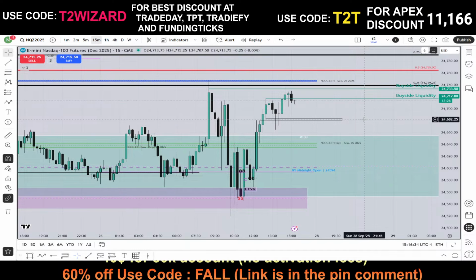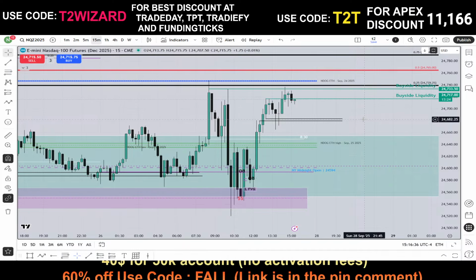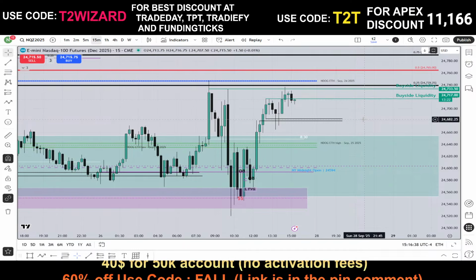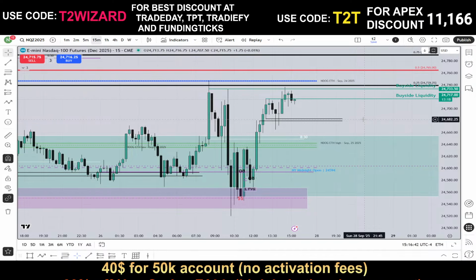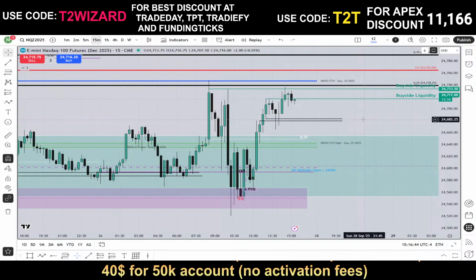That swing high is not valid for determining a market structure shift. This is a good gold nugget. This is a gold nugget. Okay.